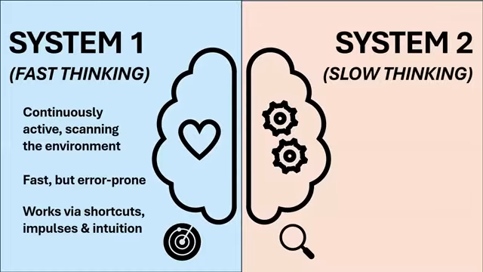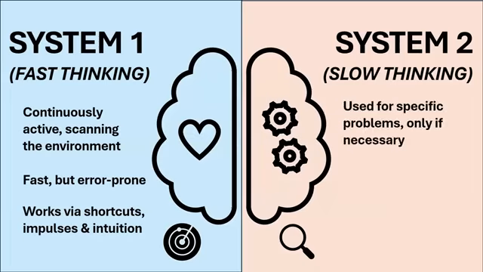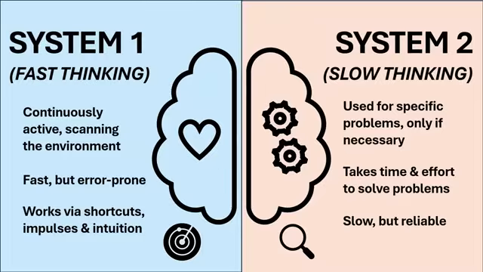And then we have a second system. We all use it for all things cognitive, including visual analysis of radiological images. This is our slow thinking, and this is a system we only use when we need it. We use it to solve specific problems, and it takes time and effort to solve these problems by using the slow thinking system. So it's a slow system, but it is more reliable than the fast thinking system.